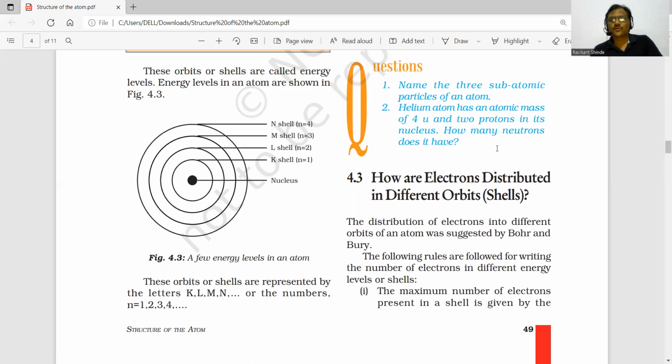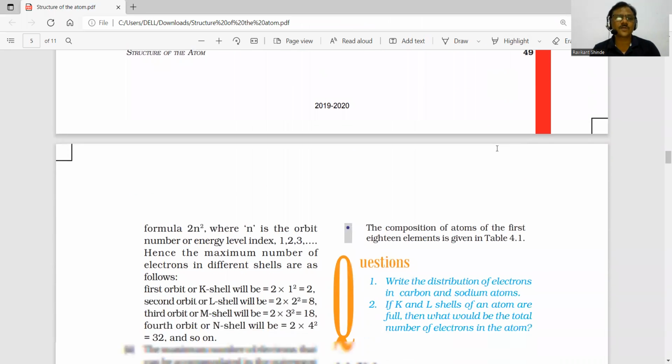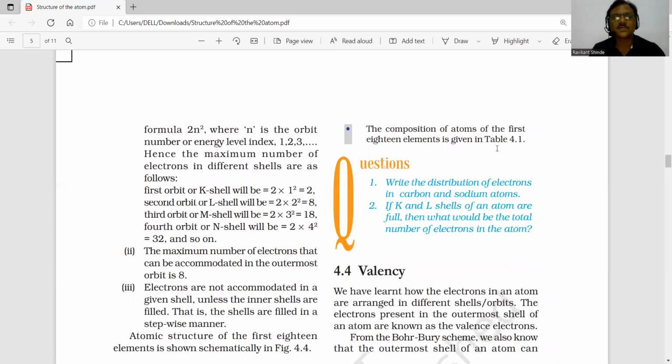Now see, who introduced the electronic configuration? The scientists Bohr and Bury. They suggested the electronic configuration by using the formula 2n square. With this we can find out the capacity of shells to occupy electrons. The maximum number of electrons present in a shell is given by the formula 2n square. That means the first shell is K, n is equal to 1, 1 square is 1, 2 into 1 is 2. So 2 electrons are present.